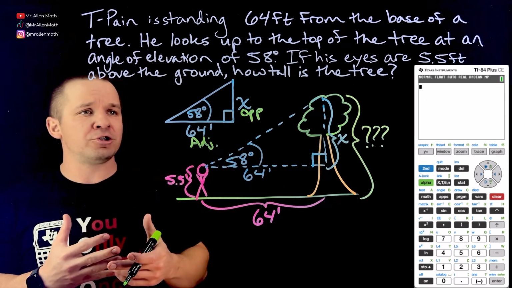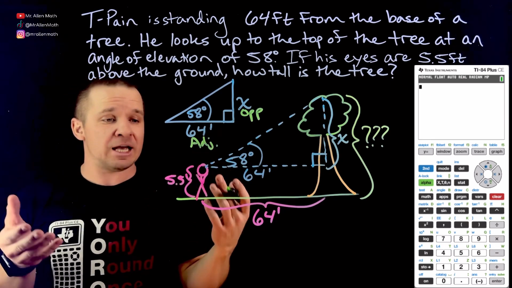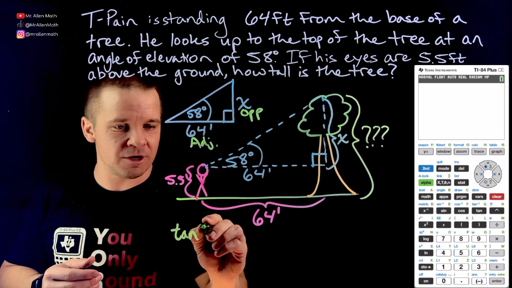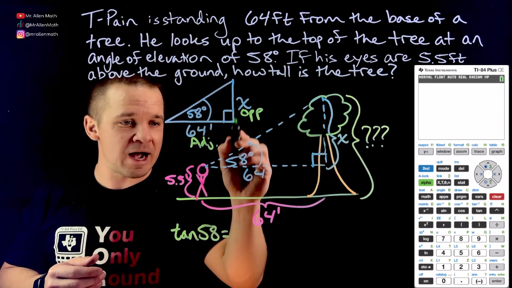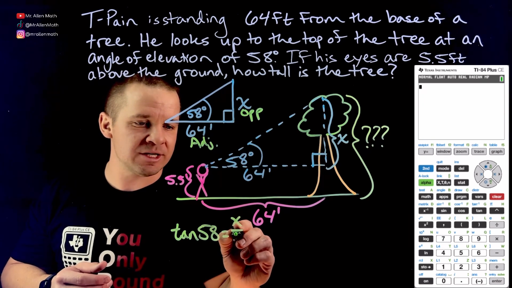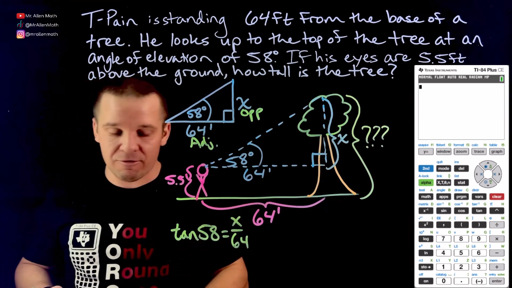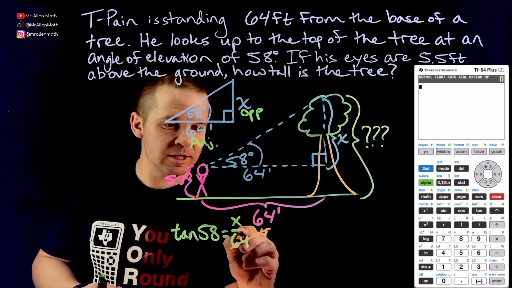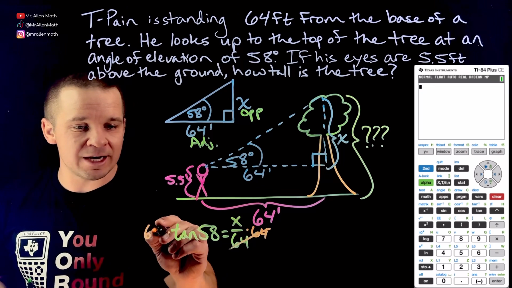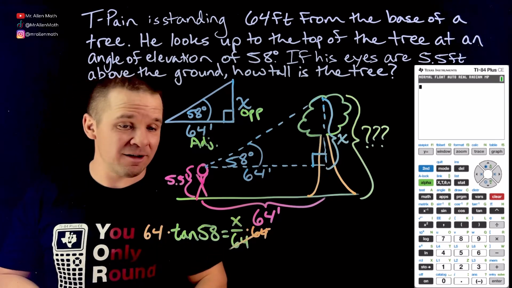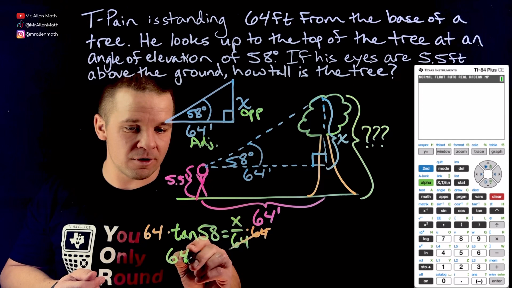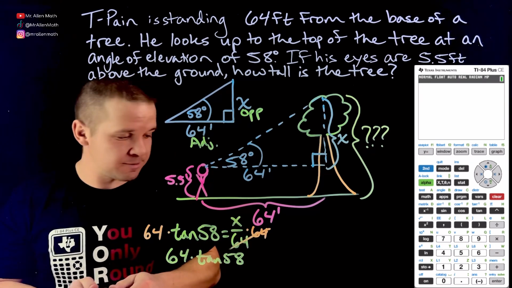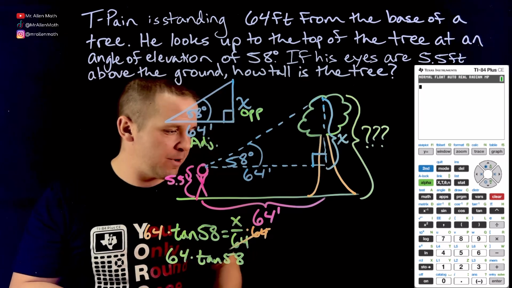So what trig function uses opposite and adjacent? That'd be tangent. So I can set up an equation with my tangent function. Tangent of 58 degrees equals my opposite, which is x, over my adjacent, which is 64. And now I can solve for x. I can just multiply by 64 to cancel out my denominator. Whatever I do to one side, got to do to the other. And now in my calculator, I can just type in 64 times the tangent of 58. So let's figure out what it is. I'll pop my calculator up here.